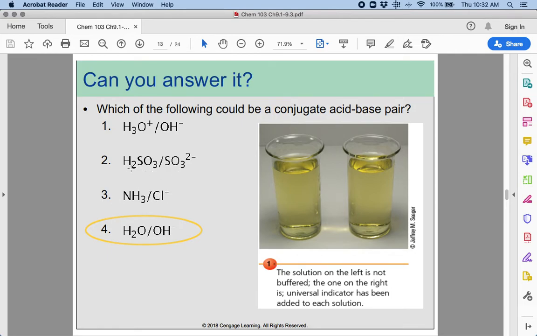You may be tempted to pick this one and say, oh, well, H2SO3 can go to HSO3 2 minus, but that would be losing 2 hydrogens. Remember, we only lose 1 hydrogen at a time. This would take 2 different processes to lose both of these hydrogens, so this is too many steps. And again, here we would be losing 2 hydrogens to go from H3O plus to OH minus.